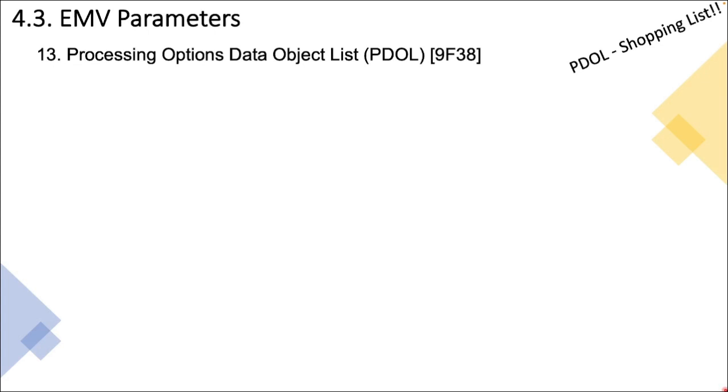Okay, so now we're getting a bit more technical, and we're talking about DOLs, data object lists. The first DOL we're going to speak about is the Processing Options Data Object List, or PDOL. Okay, and this is tag 9F38.